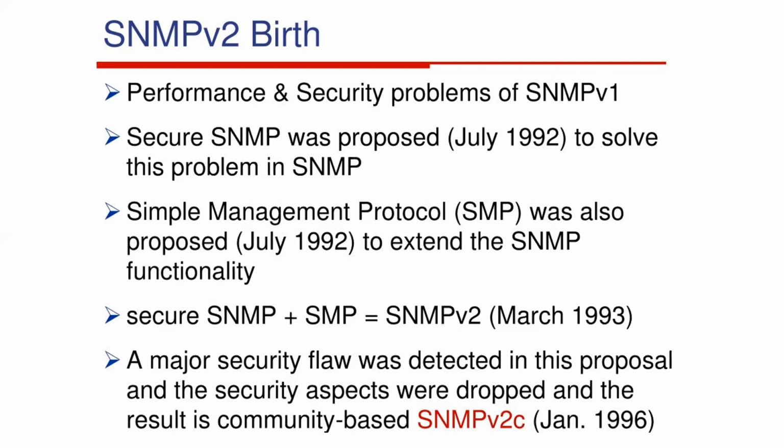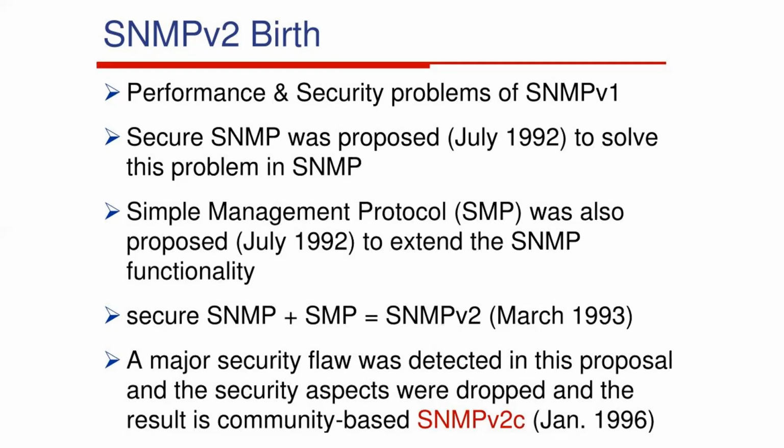That's why we simply move to SNMP version 2. SNMP v2 overcomes the performance and security problems in version 1. Secure SNMP was proposed in July 1992 to solve these problems in version 1. SMP, Simple Management Protocol, was also proposed in July of the same year, 1992, to extend the SNMP functionality. Secure SNMP plus SMP, Simple Management Protocol, is nothing but version 2, introduced in 1993.